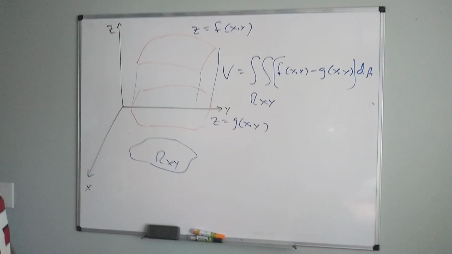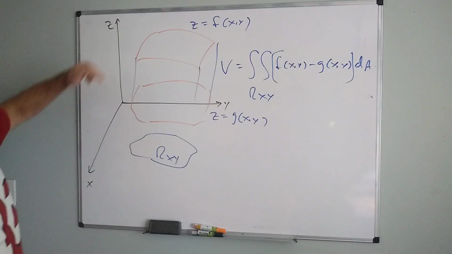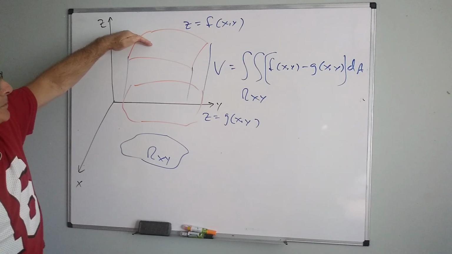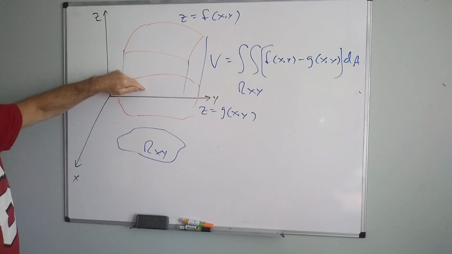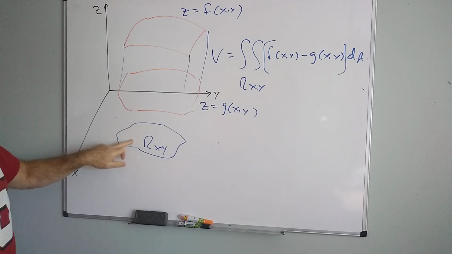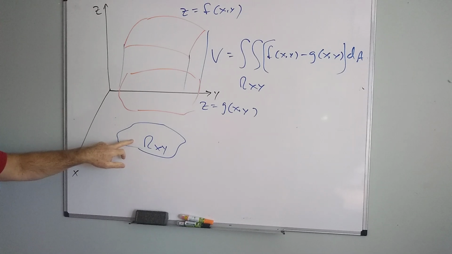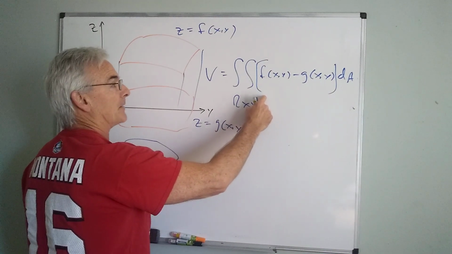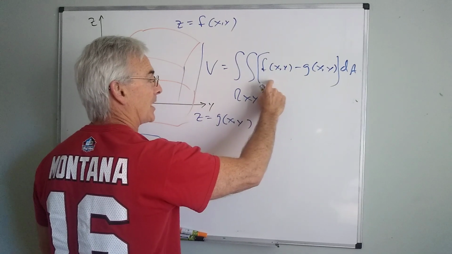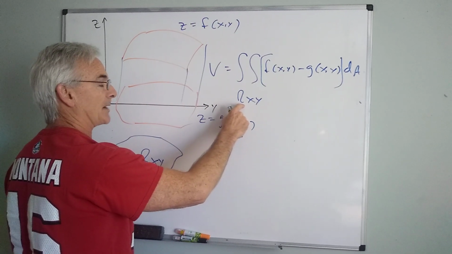Now suppose we wanted to find the volume bounded by two surfaces, z equals f of x,y and z equals g of x,y. I have some three-dimensional solid whose projection onto the xy plane would be this region here. We already know that when we set up the volume, I have the floor and the ceiling, these two guys here, integrated over the region in the xy plane.